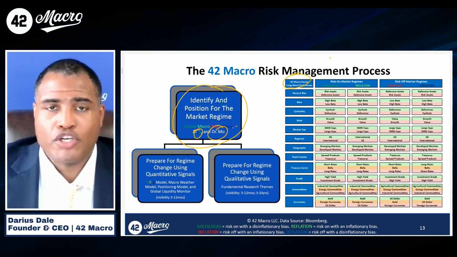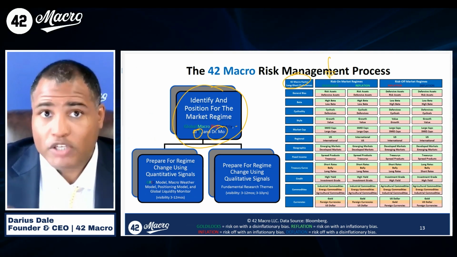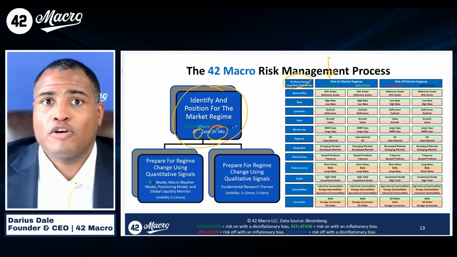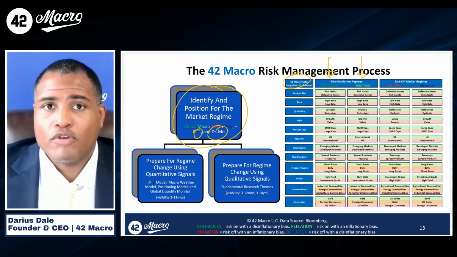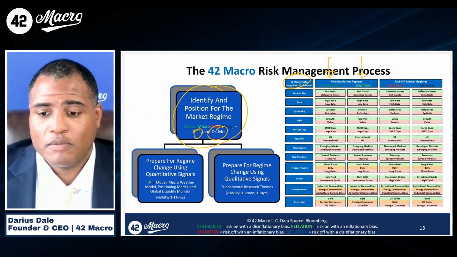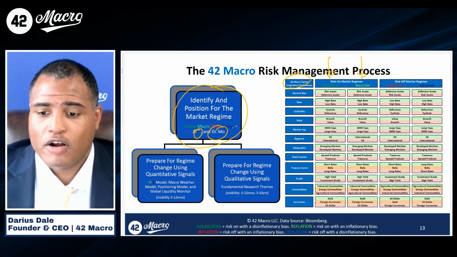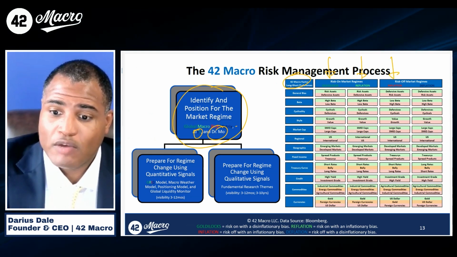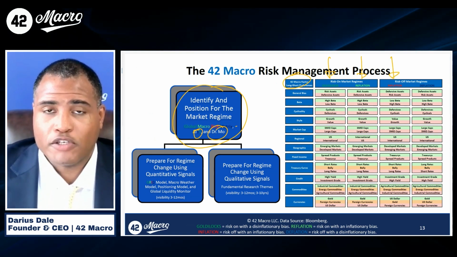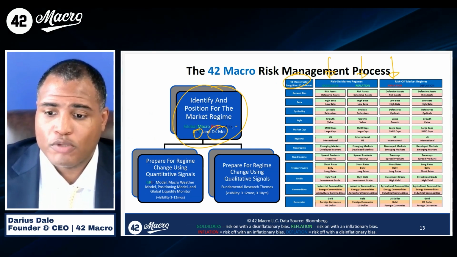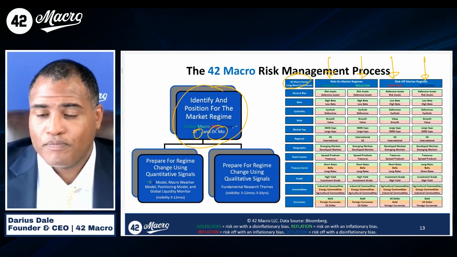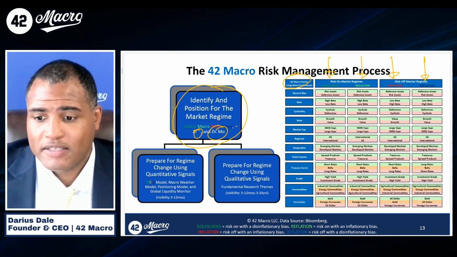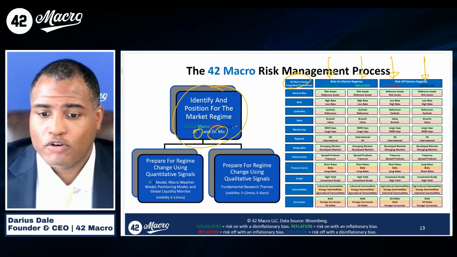Goldilocks is a risk-on regime with a disinflationary bias in terms of the performance in asset markets. Reflation is a risk-on regime with an inflationary bias in terms of the performance and dispersion within and across asset markets. Inflation is a risk-off regime with an inflationary bias in terms of the dispersion within and across asset markets. And then deflation is a risk-off regime with a disinflationary bias in terms of the performance and dispersion across asset markets.